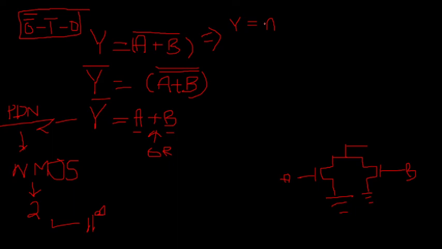Y is equal to a bar dot b bar. Okay, so now what is the whole flow for pull-up network? Output is Y. Yes, output is Y. We are going to implement the pull-up network.